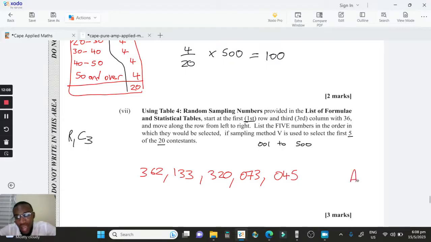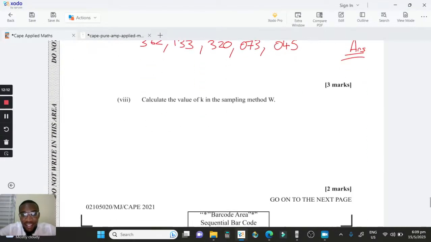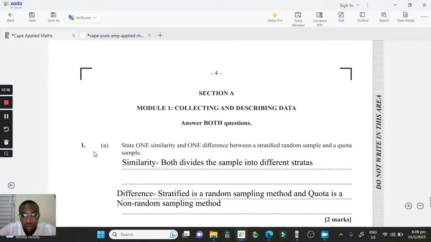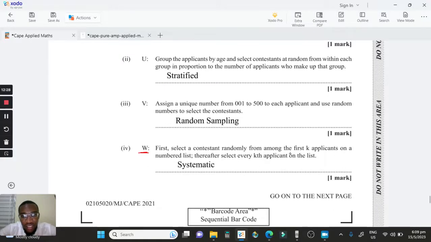045. Bam! And we're finished. Now it says determine the value of k in the sampling method, W. So W, I think, was the systematic. Yes, W is systematic here. And it says a contestant is randomly selected among the first k applicants. Thereafter, we select the kth applicant.